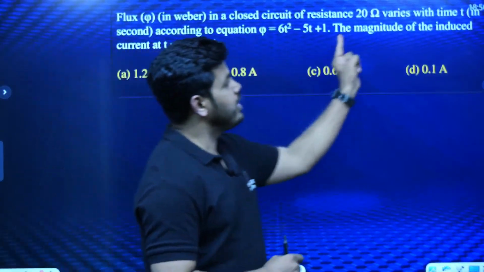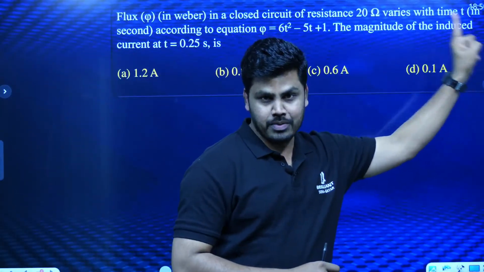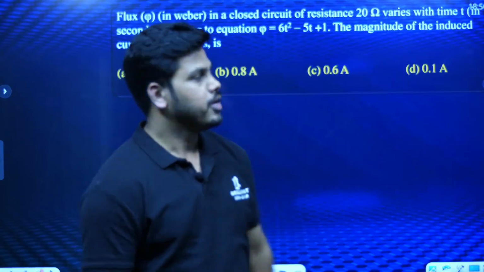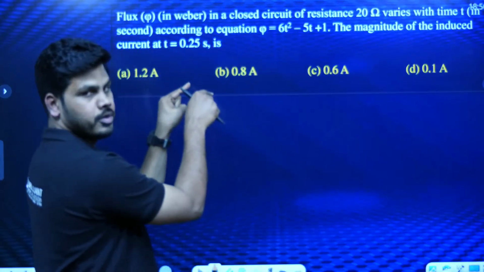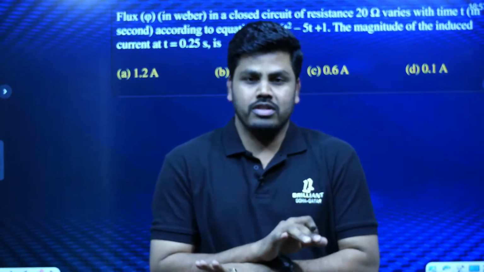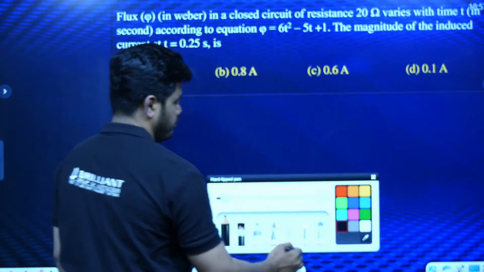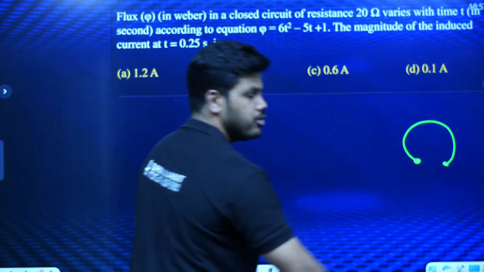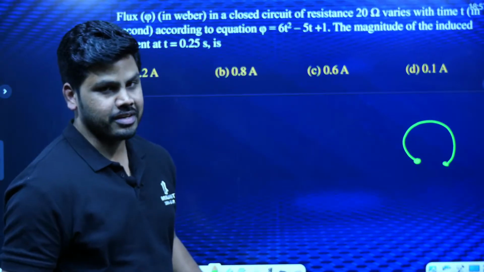Yes, because flux varies with respect to time. Whenever there is a change in flux with respect to time, there will be an EMF induced for sure. And it is a closed loop. We know inducing EMF is not the only condition to get some induced current. In the case of open loops, we will have induced EMF, but there is no induced current, right?